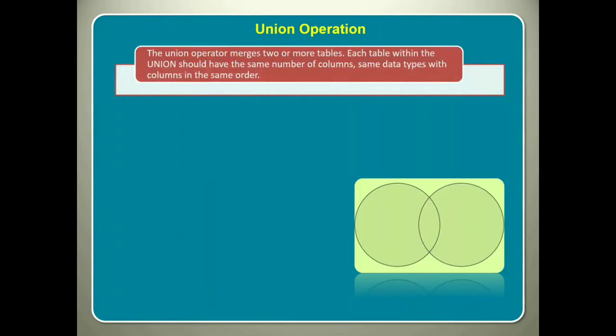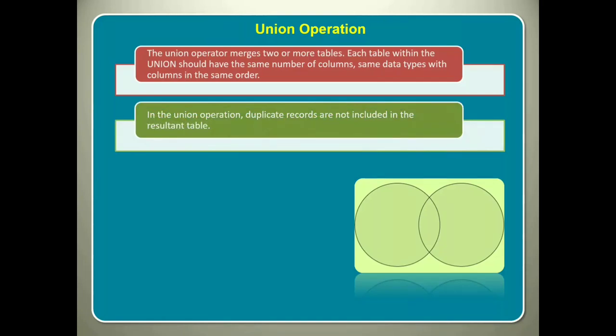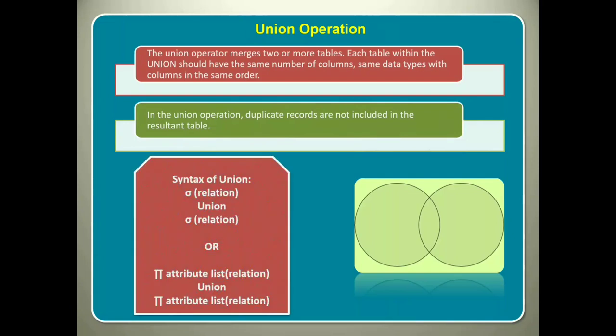Next is union. The union operator merges two or more tables. Each table within the union should have the same number of columns, same data types, with columns in the same order. In the union operation, duplicate records are not included in the resultant table. Syntax of union is as displayed on your screen.